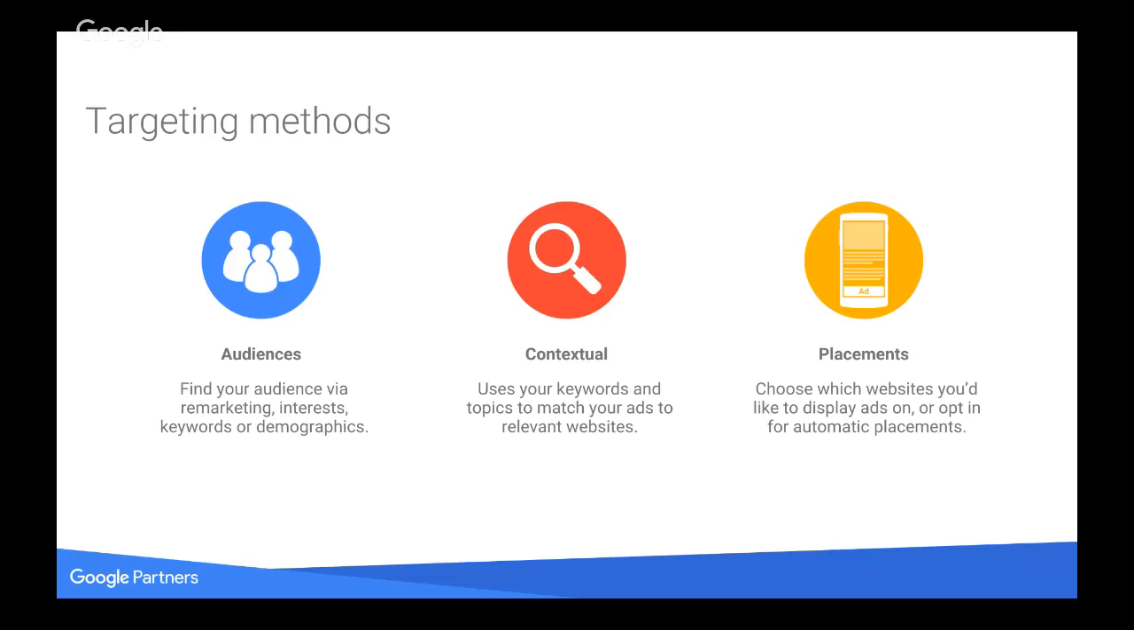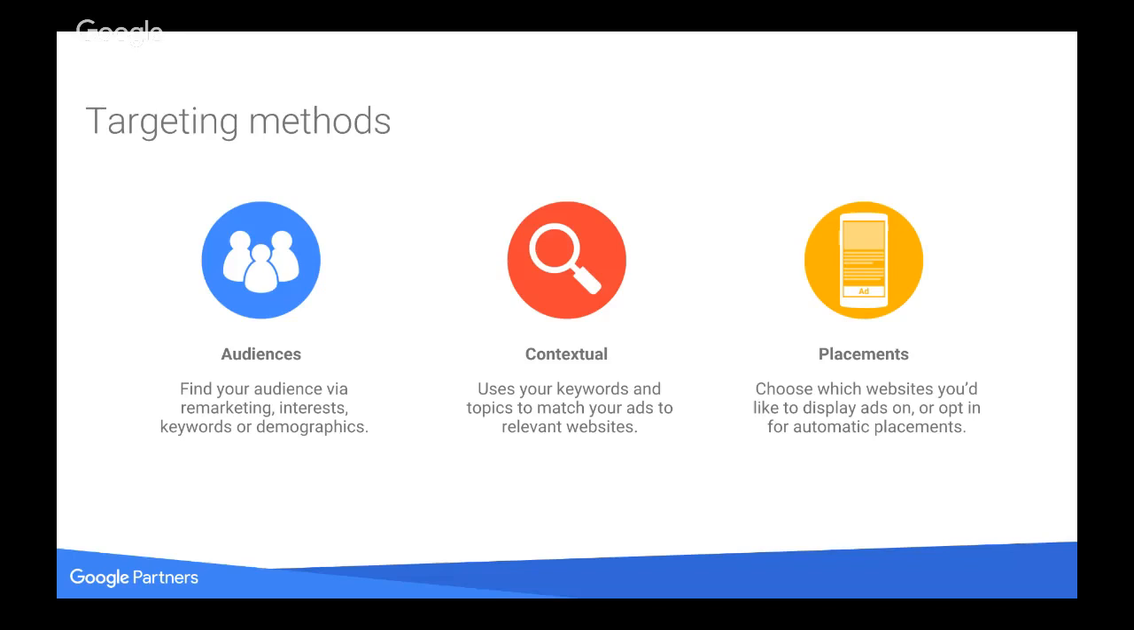One is audiences, right? So audiences is when you try and find your audience via remarketing, interests, keywords, or demographics. So you know something about your audience, such as their age, and you want to target them specifically. That's audiences. Contextual is not when you're targeting a certain type of person, but when you're targeting sort of topics that the person or your intended audience browses.